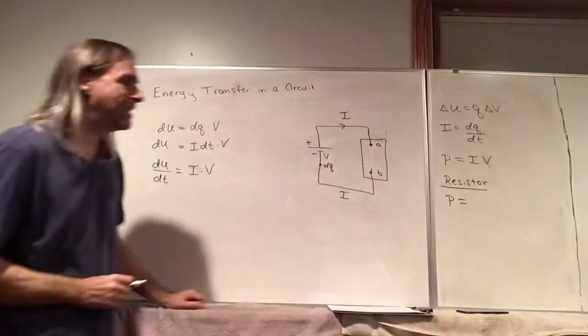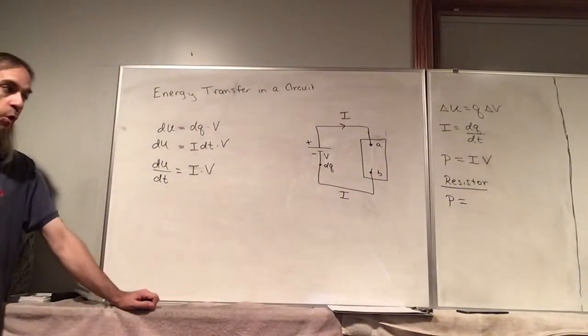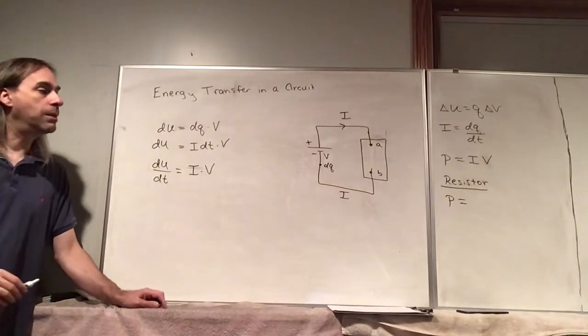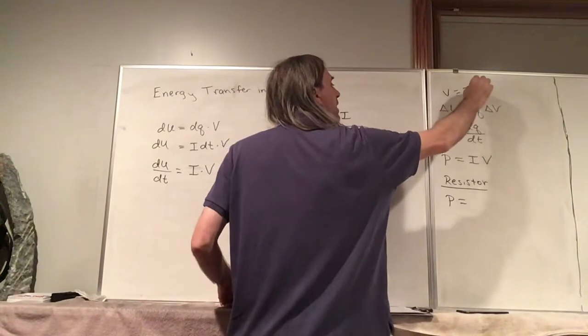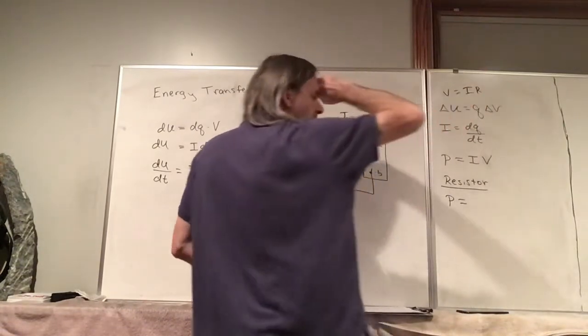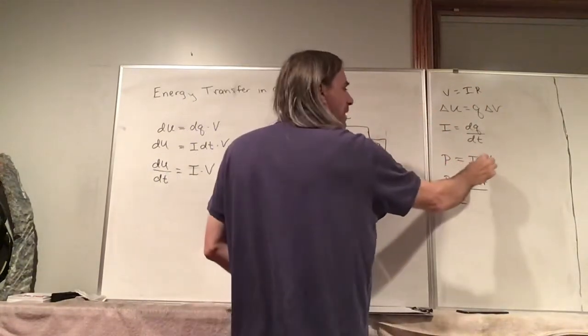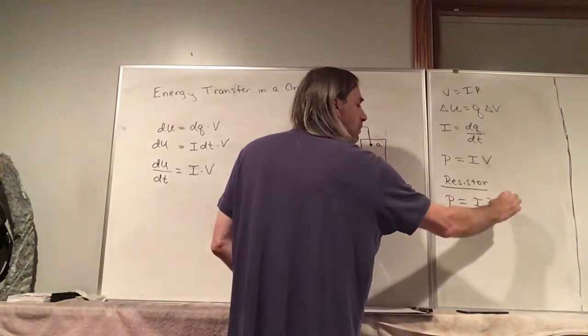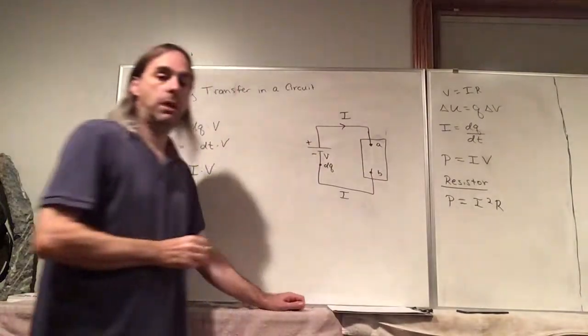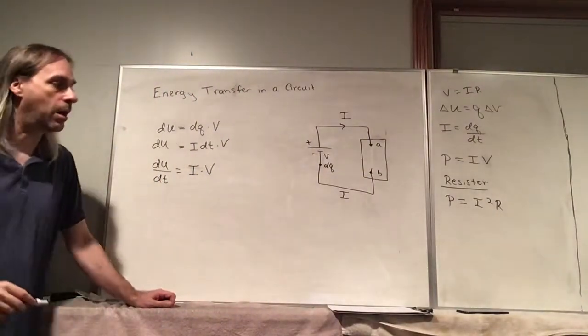So we can write this in two other ways for a resistor by combining with Ohm's law. Let's write that up here. V is equal to IR. So we can have power is I times IR. So we can have power as I squared R.